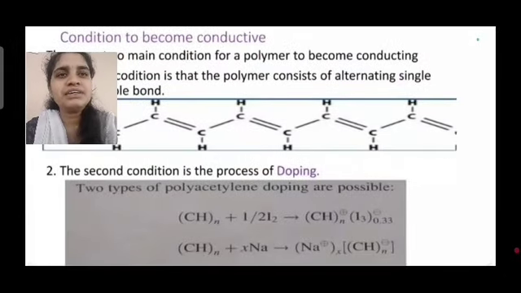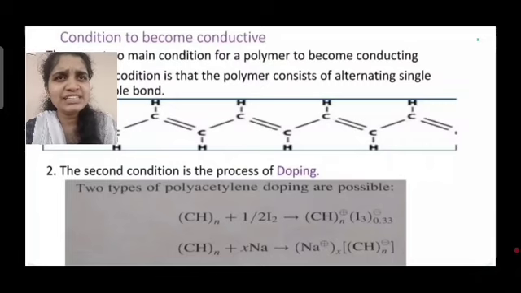The next one, conditions to become conductive. There are two main conditions for a polymer to become conductive. First one, conjugated structure. The first condition is that the polymer must have alternate single and double bonds along the backbone. This type of arrangement is called a conjugated system and it allows electrons to move freely along the chain. Here you can see the alternate single and double bonds which create a pathway for electron movement.